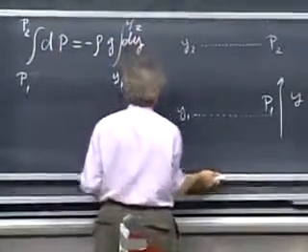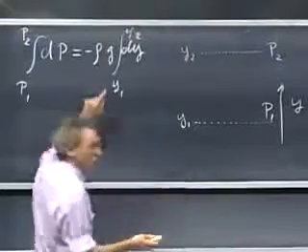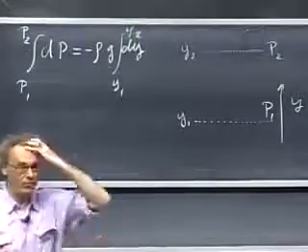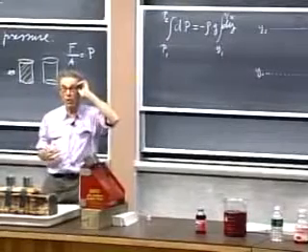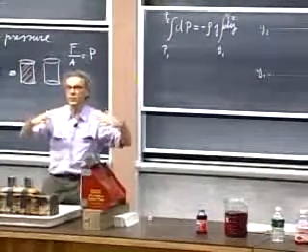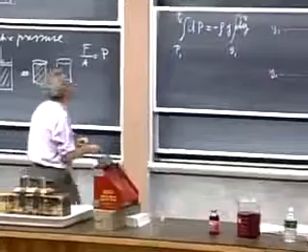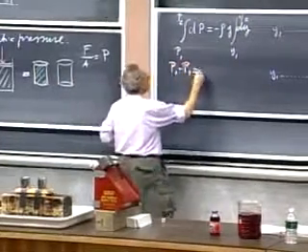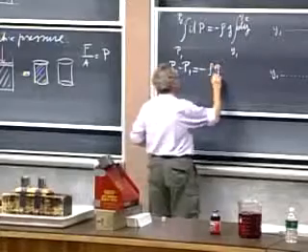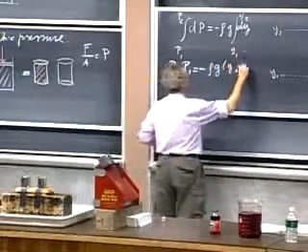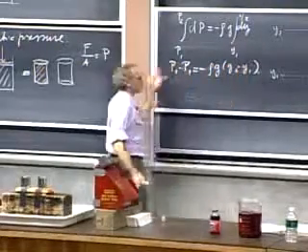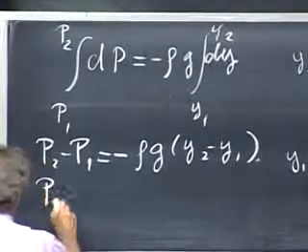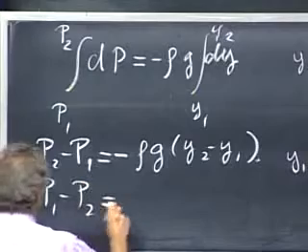So that's now a trivial integral because rho is constant. Rho is not a function of Y. With the atmosphere of the Earth, that's more difficult because rho is a function of altitude, but not with liquids. And so we get that P2 minus P1 equals minus rho g times Y2 minus Y1. And this is called Pascal's law. I prefer to write it slightly differently, but it's the same thing.